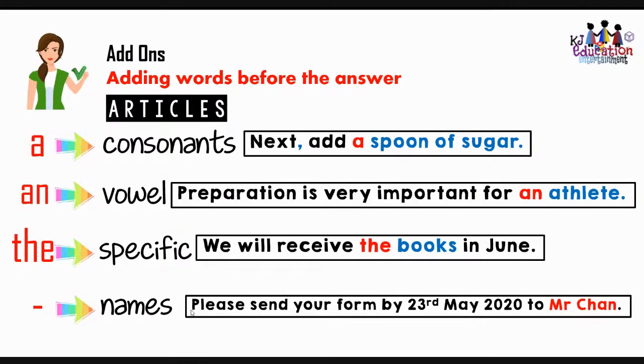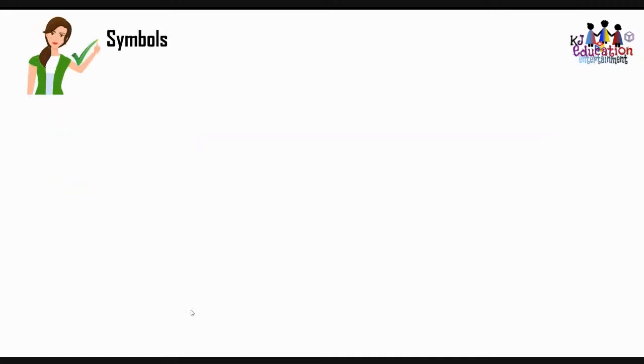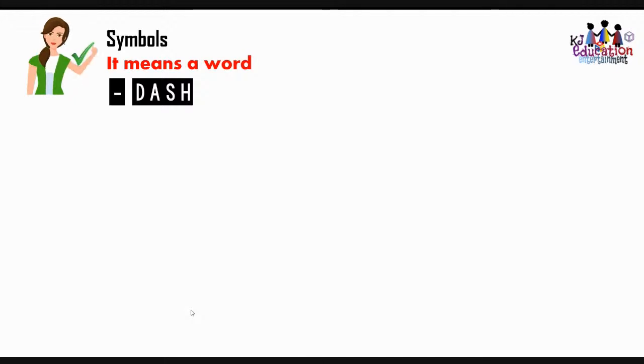So these are the common articles that you will be using in writing before the answer. All right? Okay. The next one would be the symbols. Now, this is also very important because this actually gives you the clue, because it actually means there is a word over there. All right? For example, dash. If you see a dash between the words given in the notes, that is going to mean something.